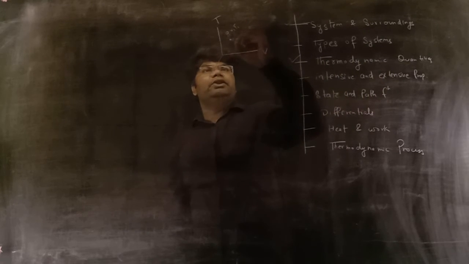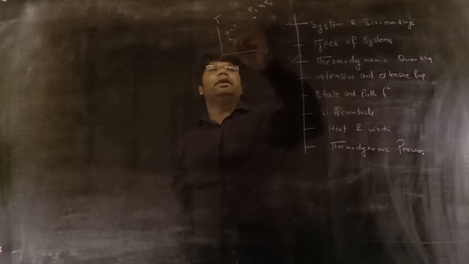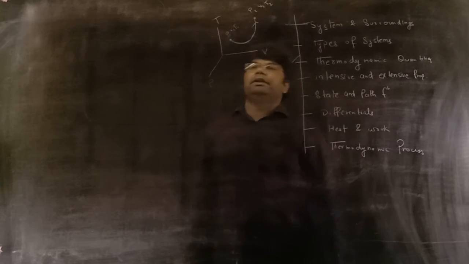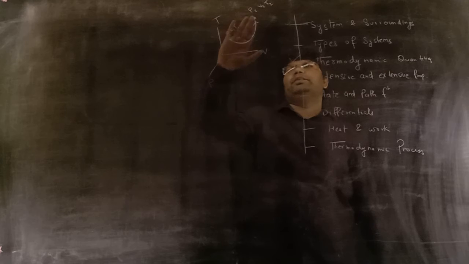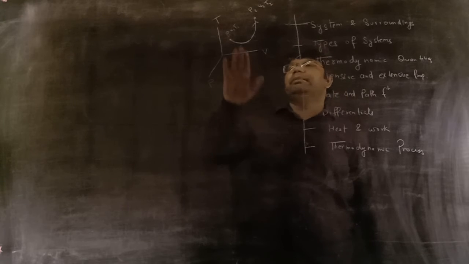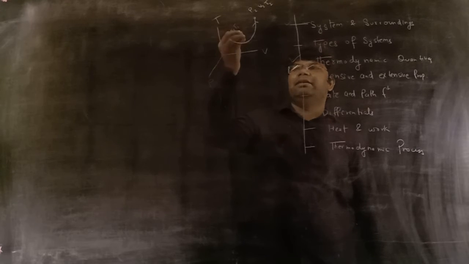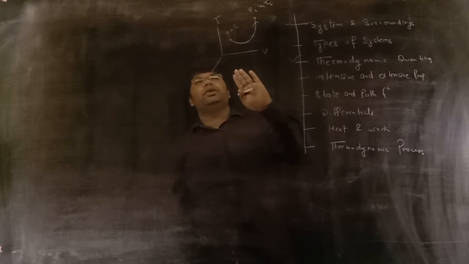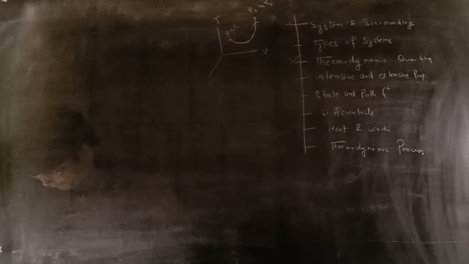If it goes to some other state here, P2, V2, T2, then there should be some process associated. The change can be in a single quantity, like P1 changing to P2 while V1 and T1 may remain the same, not should, may remain the same. It can be changed in two quantities, like pressure and volume, or pressure, volume and temperature, three quantities whatsoever, but at least there should be a change in one parameter or one quantity.